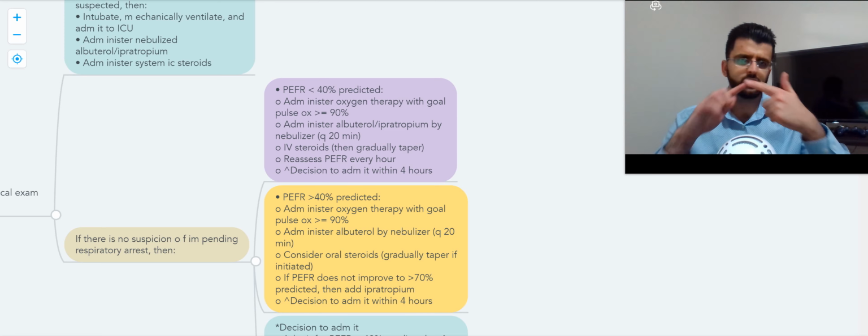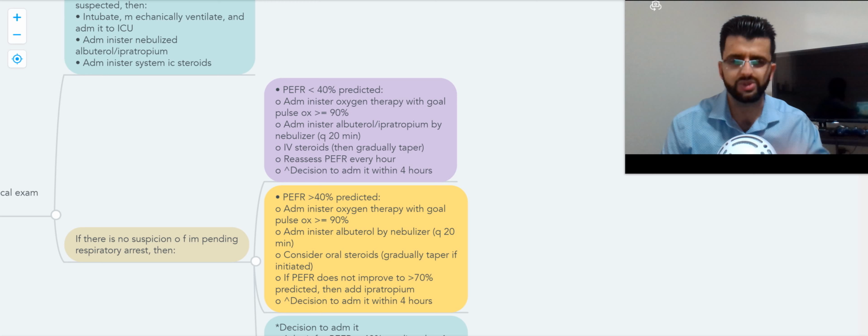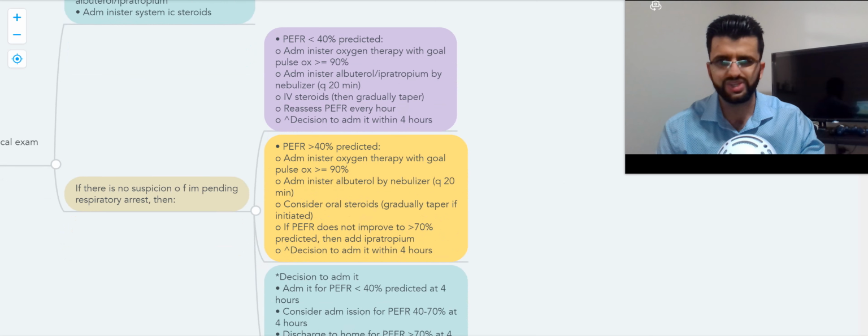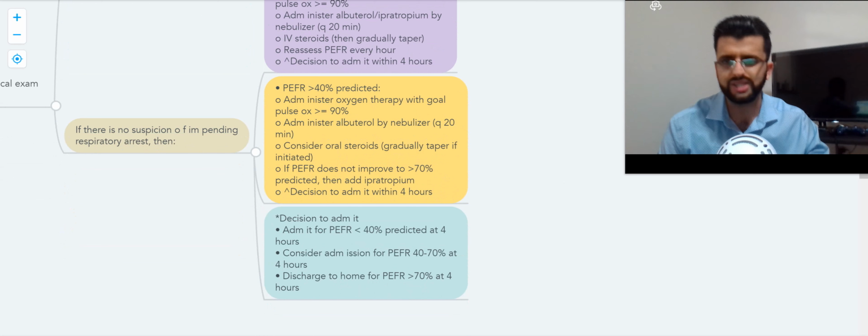So basically it's simple. For both of them, you do oxygen, albuterol, ipratropium, and steroids. So that's simple. Just make it easy for you. I think it should be fine if you do that, because in real life, that's what we do. It's very simple. In the exam, they make it a little bit complicated, but in real life, that's easy.